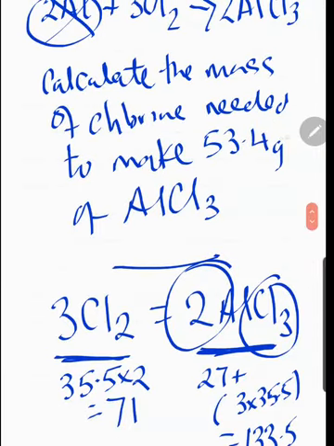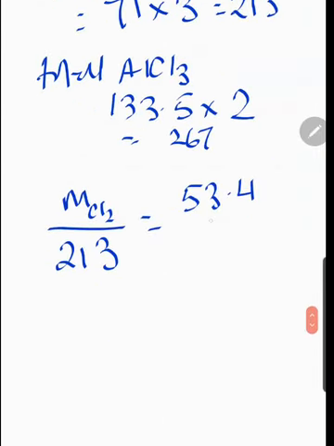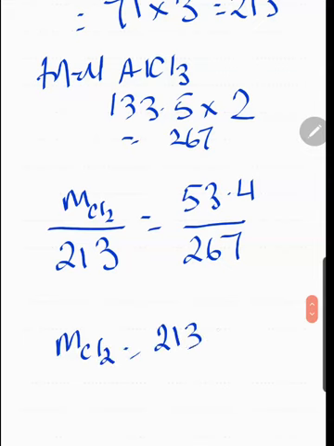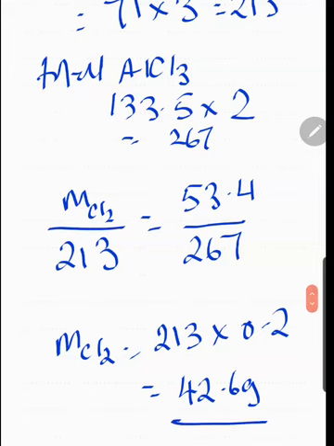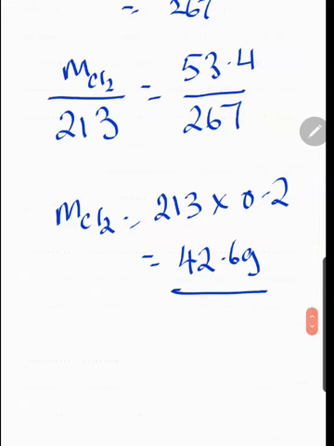If you go to the question there, divide by 267, and this time mass of chlorine equals 213 times 53.4 divided by 267, which comes to 0.2, and multiply them together, 213, and the answer comes to 42.6 grams. So for my classes, I have given you a sheet to work through, and this will be the hardest type of queries. Any questions, please ask.